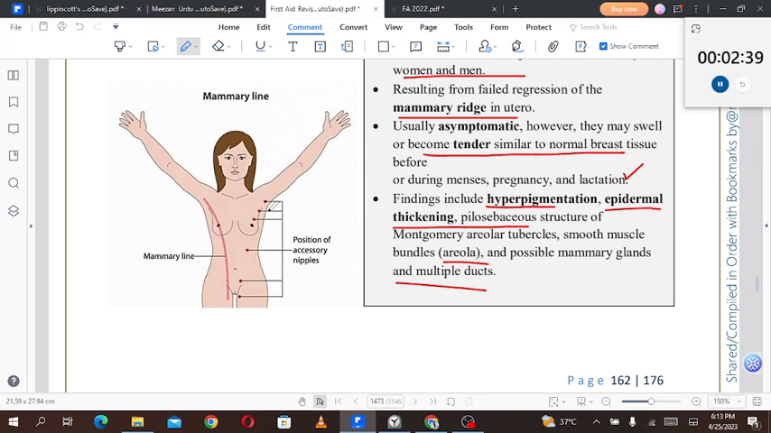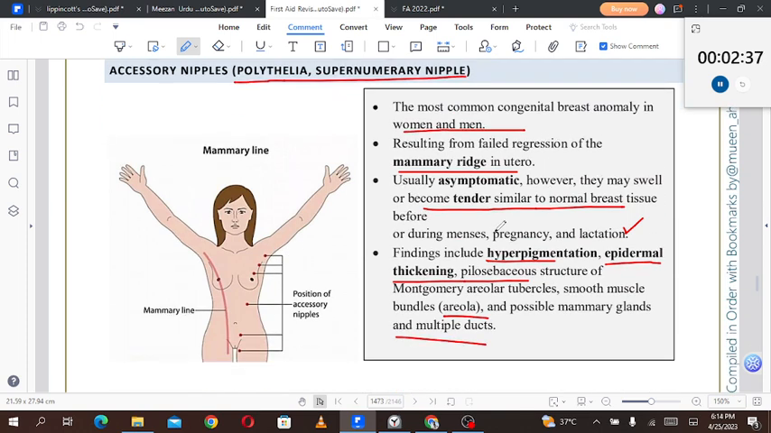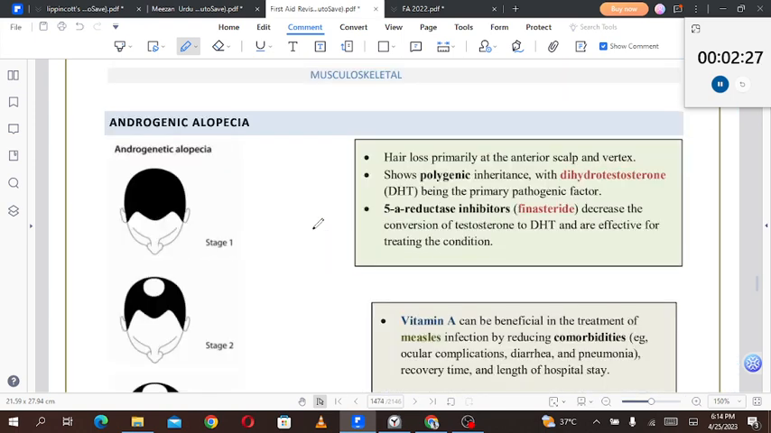So along the mammary ridge, here you can see that it starts from the axilla going all the way to the groin. So these are the positions where the supernumerary nipples can possibly be present. Position of the accessory nipples.